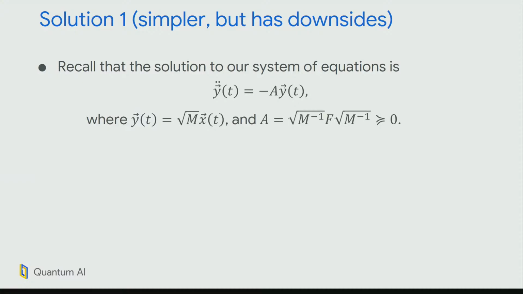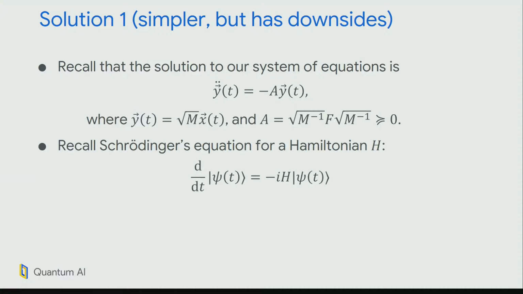So what does the Schrodinger equation look like? It looks like the derivative of the state vector is minus i times some Hamiltonian times the state vector. And this Hamiltonian has to be a Hermitian matrix. That's the constraint on it. So I want to massage this equation to make it look like this equation. That's the goal. That's what I mean by mapping the classical system to a quantum system.